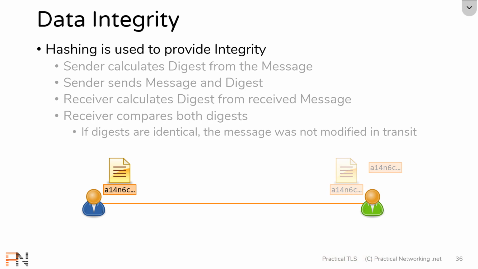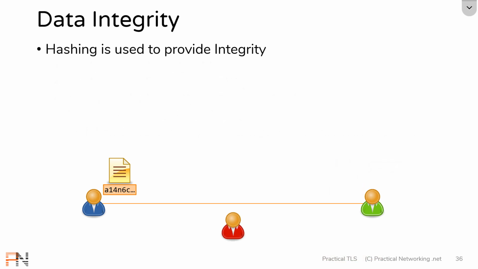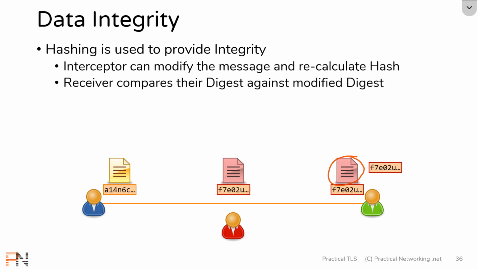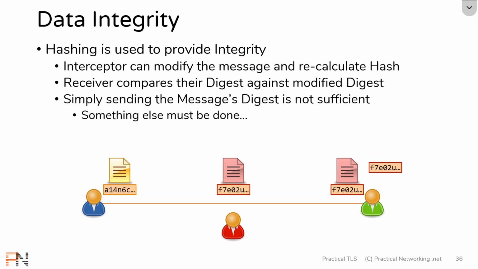Hopefully, you've come to realize that the problem with this implementation of hashing is that if there is someone in the middle listening in on the wire, and that someone intercepted the message, they could then change the message and recalculate the digest, then send that along on the wire. On the receiving side, the receiver is calculating the digest from the changed message and comparing it to the modified digest. So the receiver isn't going to know that it's accepting a modified message. That's a problem. That defeats integrity entirely. So simply hashing the message is not enough. We have to do something else.